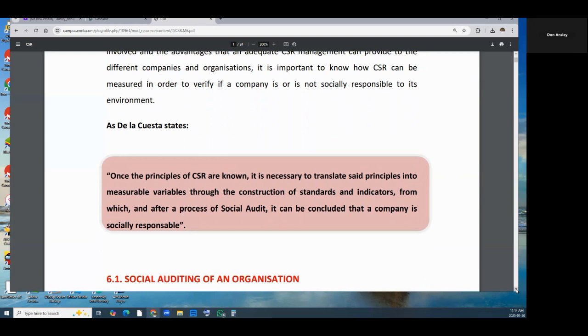Here we have, as De La Cuesta states, once the principles of CSR are known, it is necessary to translate said principles into measurable variables through the construction of standards and indicators from which, and after a process of social audit, it can be concluded that the company is socially responsible.